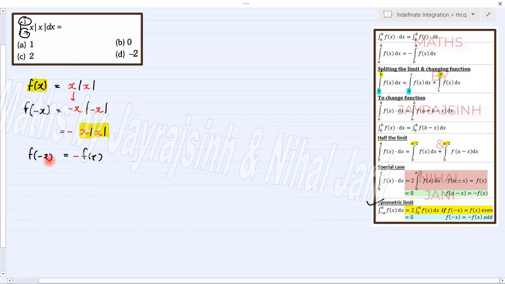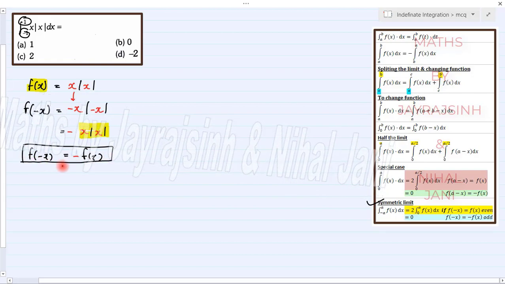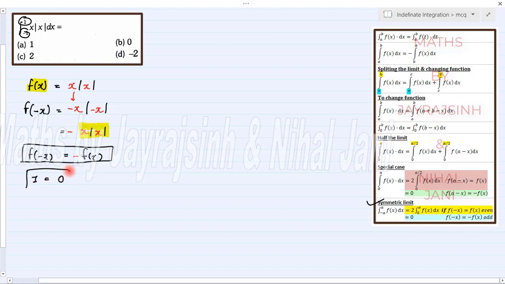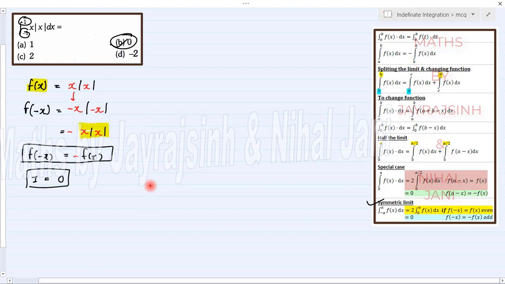So our function satisfied the condition of an odd function. So your I is simply 0, which is given in option B. Ta-da!